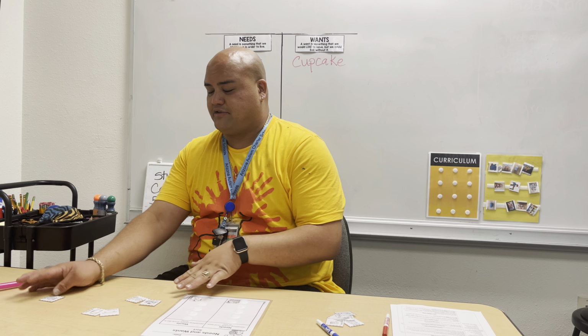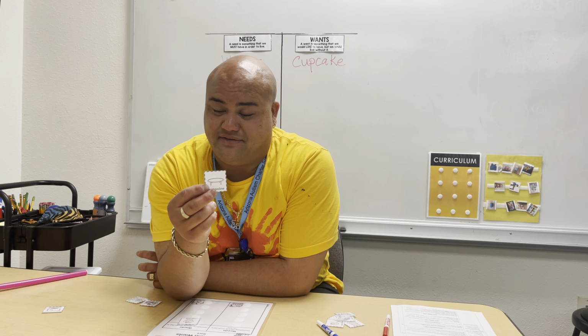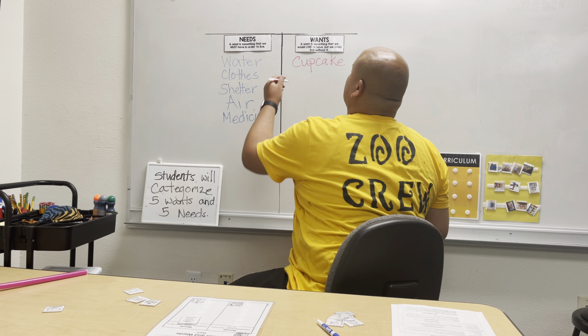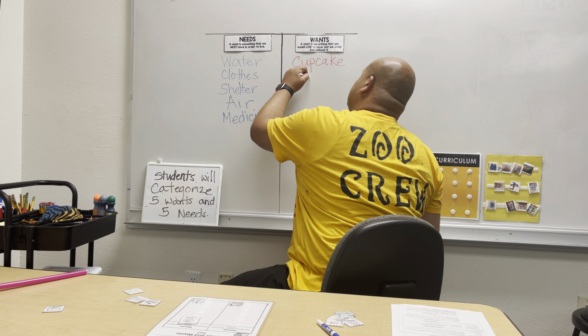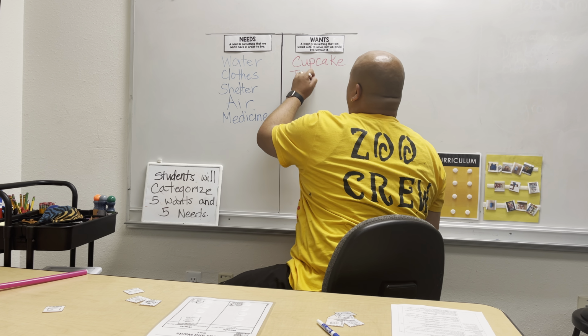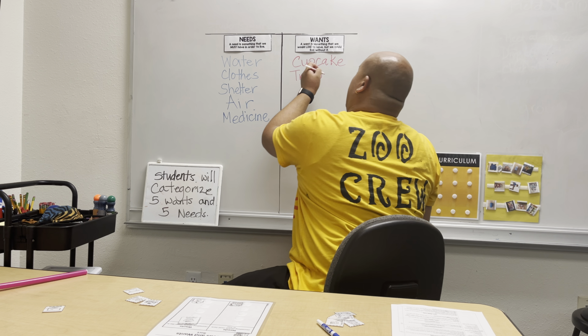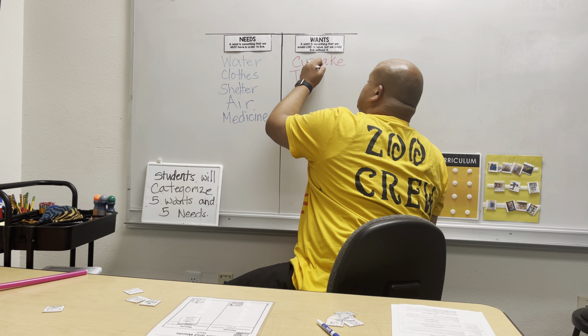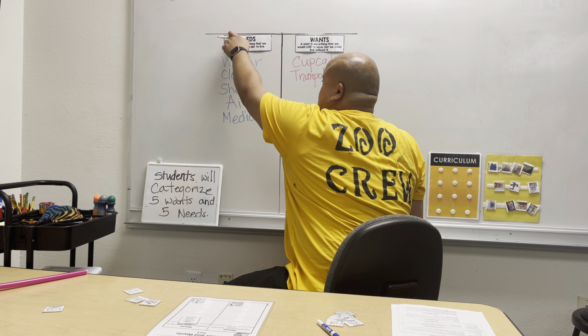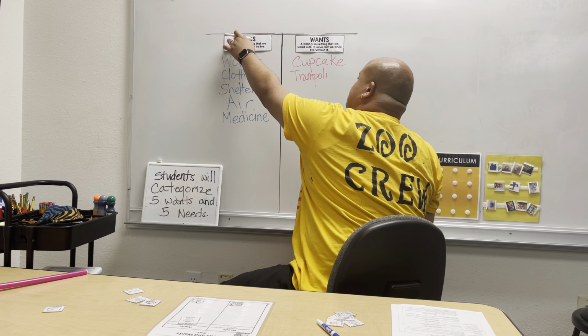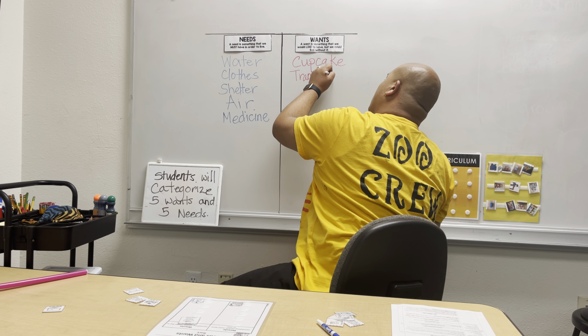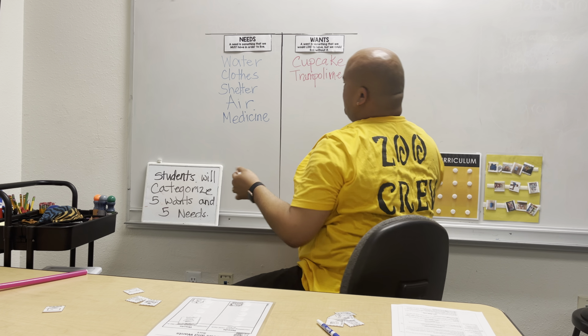So what's another thing that we want, but we do not need it to survive? Everyone in this classroom, we love the trampolines, but we do not need a trampoline to survive. So friends, as Mr. Devon is sharing these examples with you, I want you to keep thinking about other examples that you could use as a want, explaining what a need is and what a want is. Trampoline.